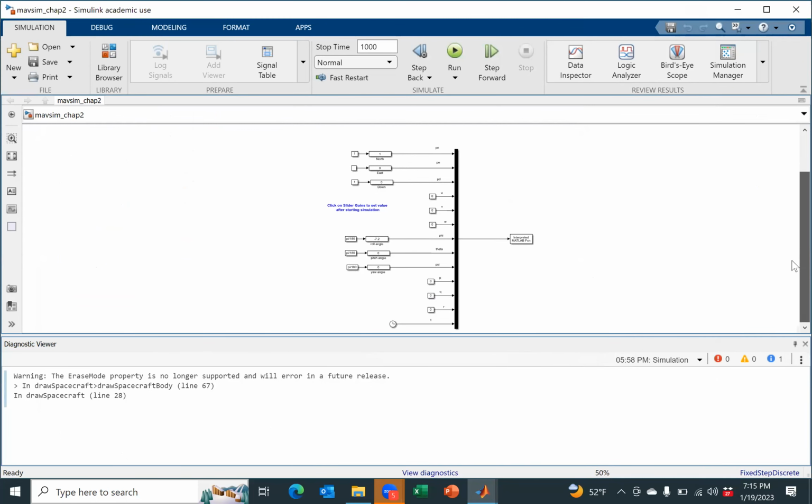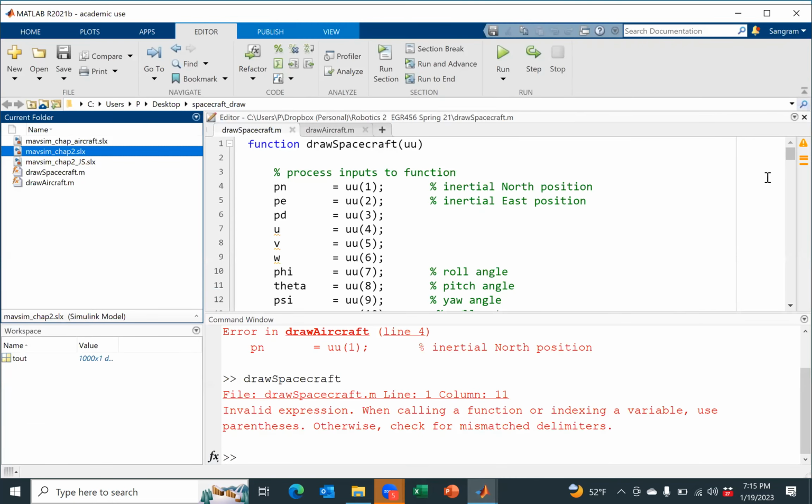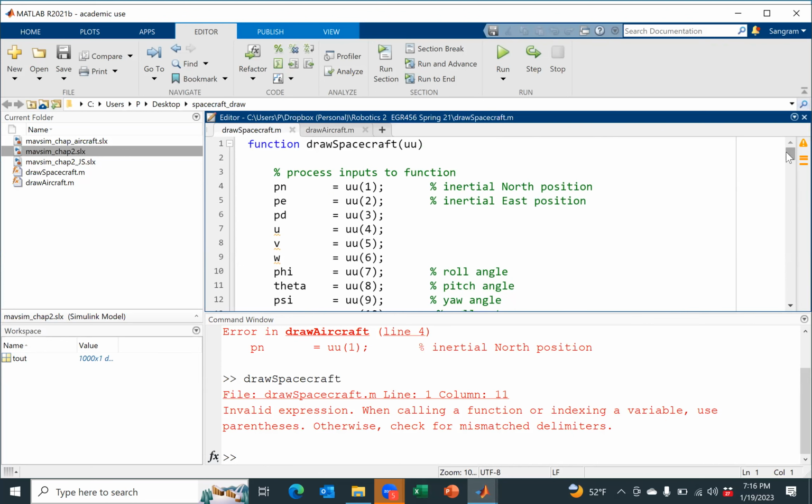And the book has a GitHub, so you can go onto the GitHub and download the code for the spacecraft. And let me show you the code for the draw spacecraft. So as you can see, now it will all make sense. The input to the spacecraft is PN, PE, and PD. Remember, those are the values that we just found out. Then U, V, and W.